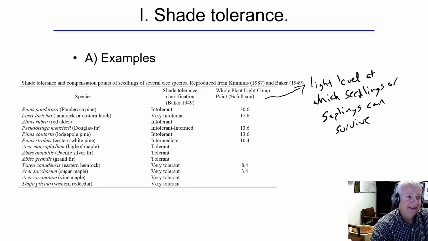And you can see that, at light levels below about a third of full sunlight, ponderosa pine seedlings die. Whereas, for instance, sugar maple seedlings can live in places where there's only 3% of full sunlight. That's a big difference, and 3% of full sunlight's pretty dark. So huge variation in ability to persist at low light levels, and that is related to foresters' judgments of what is or isn't shade tolerant.